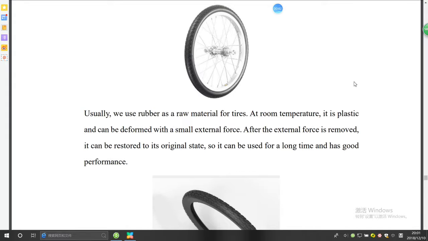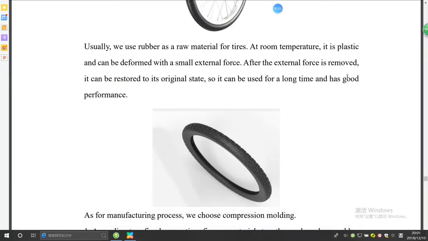Usually we use rubber as a raw material for tires. At room temperature, it is plastic and can be deformed with a small internal force. After the internal force is removed, it can be restored to its original state, so it can be used for a long time and has a good performance.